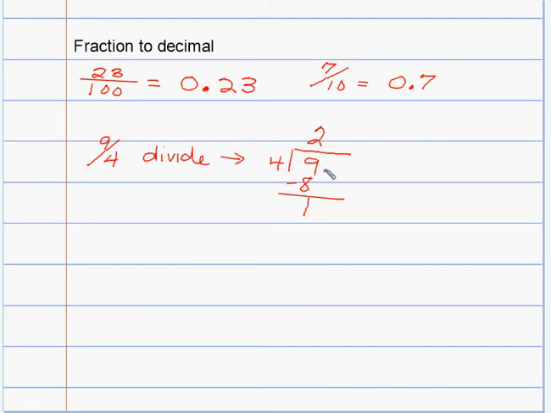But we're not going to do that. We need to write it as a decimal, so we need to add a 0 and a decimal, and since we added a decimal, we're going to just put that decimal right up. 4 will go into 10 how many times? 2, 8, 2. Now, you keep going. Once you start a decimal, you have to keep going until it terminates or it repeats. 4 will go into 20 how many times? 5, 20, 0. So 9/4 is the same thing as 2 and 25 hundredths.